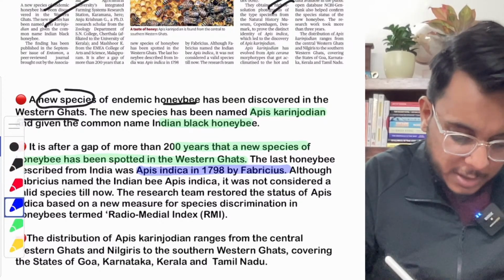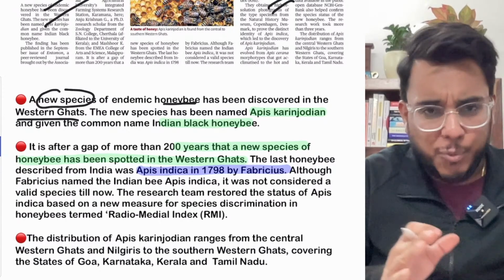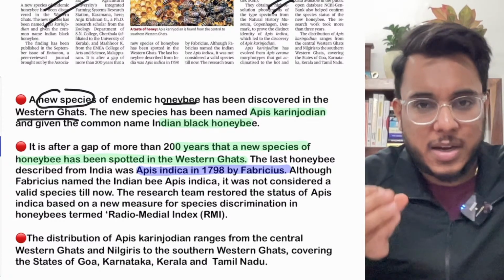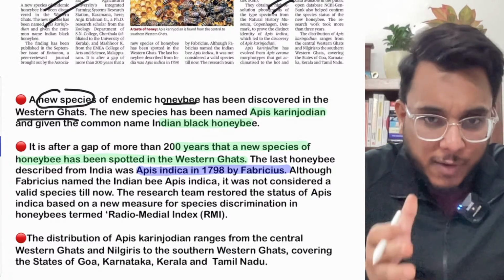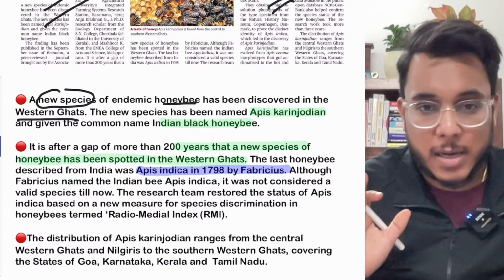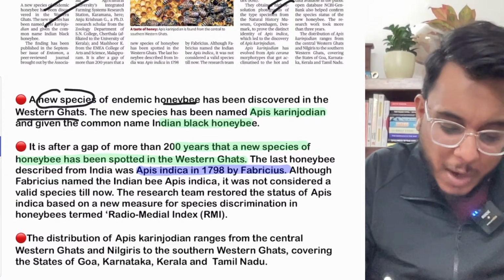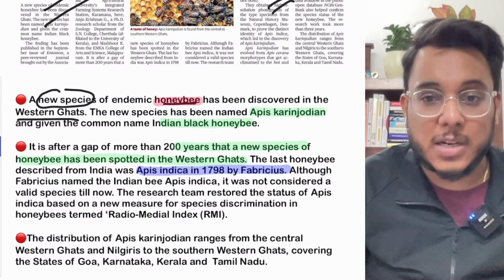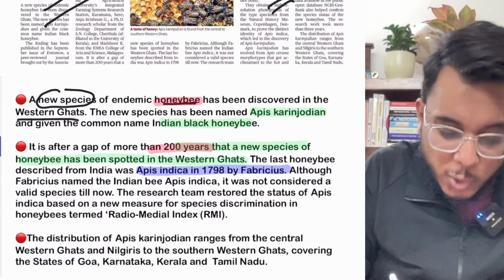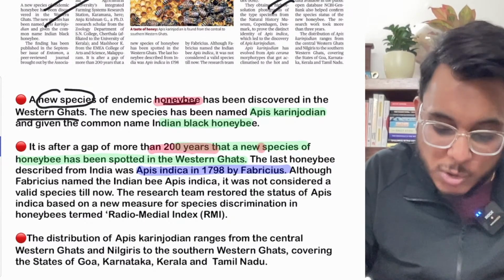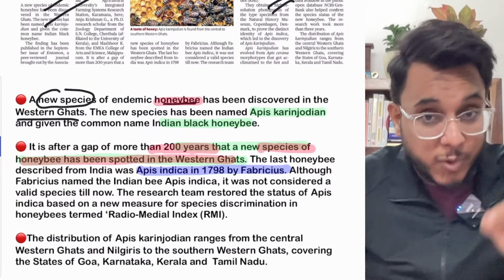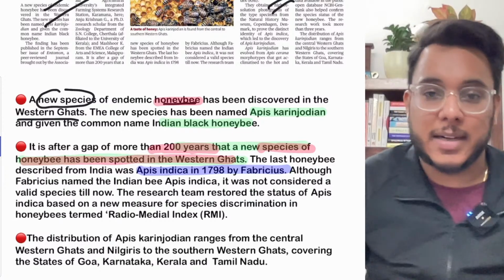Now you see that very frequently frogs, butterflies, some fungi, etc., are being found in the Western Ghats, and all of them are not very important. But a new honeybee species found in the Western Ghats is very important. Why? Because it is after a gap of 200 years that a new species of honeybee has been spotted in the Western Ghats. So it is the first time in 200 years that this is happening.